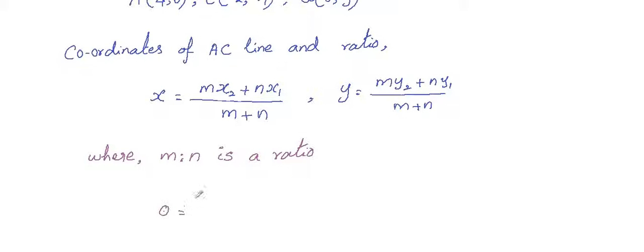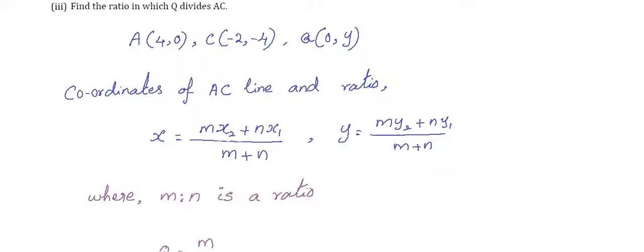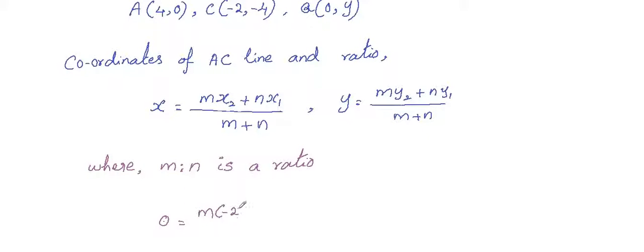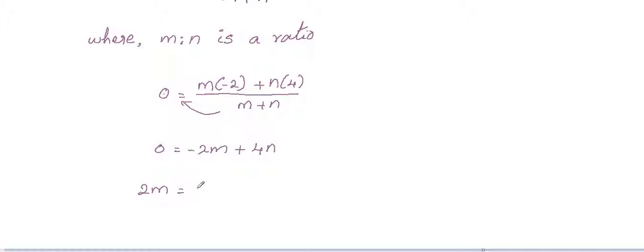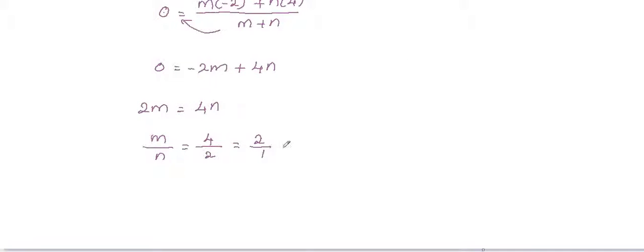At point Q, the x coordinate will be 0. So 0 equals m into x2 value, which is -2, plus n into x1 value, which is 4, whole divided by m plus n. No need to substitute the y coordinates, so we can find the ratio here itself. If we cross multiply, we get 0 equals -2m plus 4n, so 2m equals 4n, which can be written as m by n equals 4 by 2, which is 2 by 1. So we can conclude that the ratio of m to n is 2 to 1.